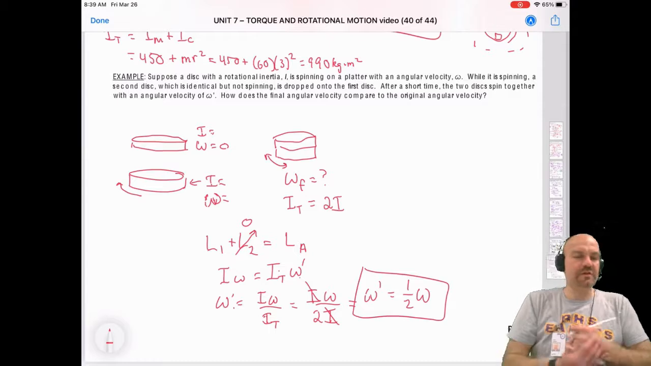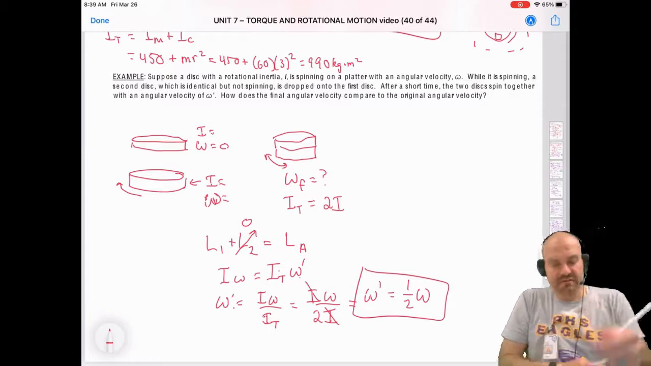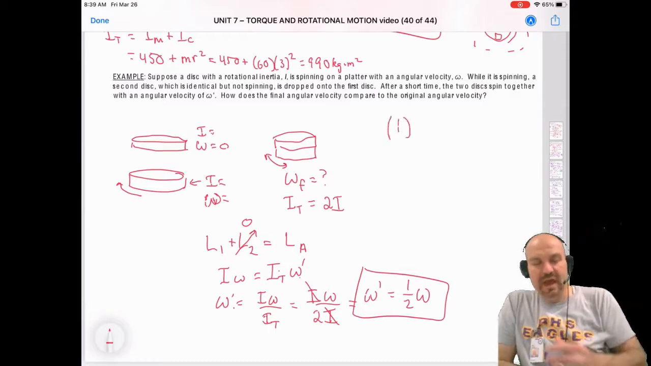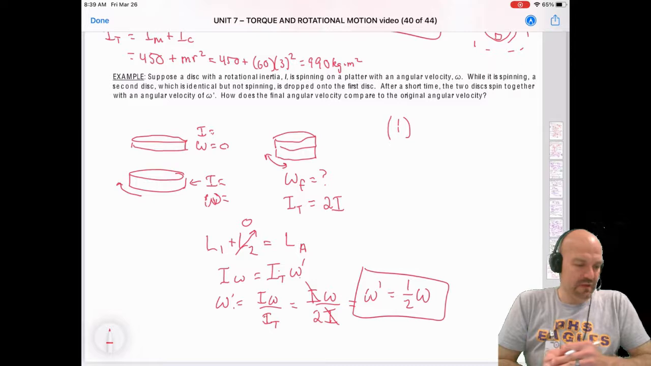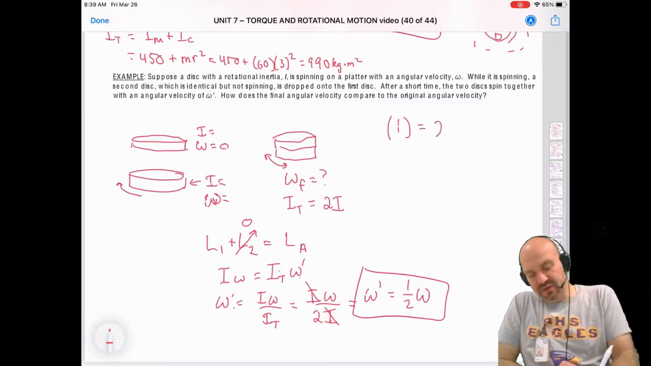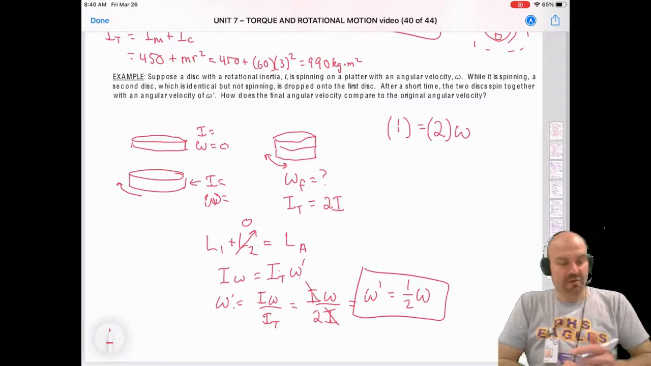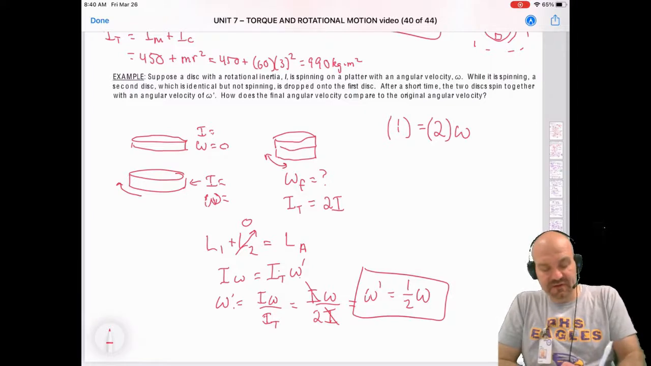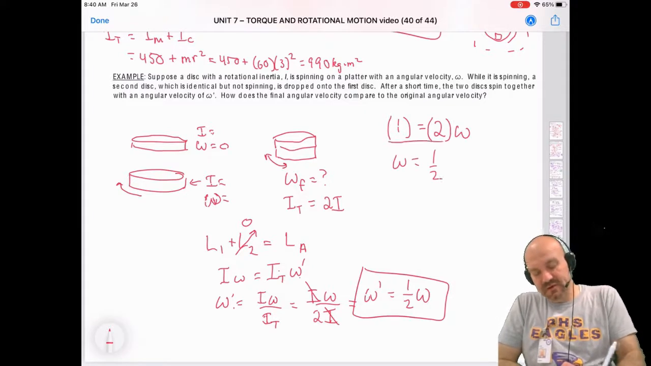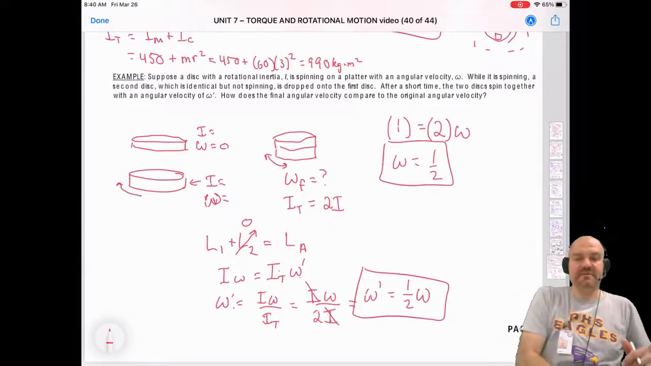Now you could do this with factors too. You know that the angular momentum does not change. You know the I goes up by a factor of 2, right? And how is omega affected? Right? So omega is 1/2 times the original.